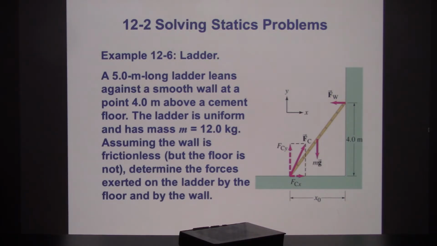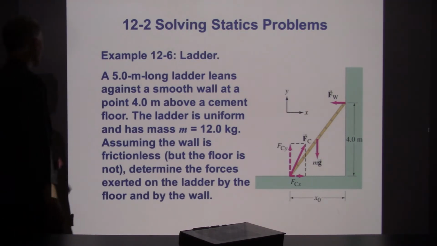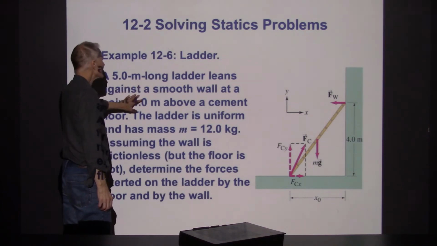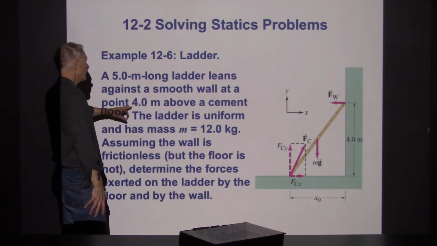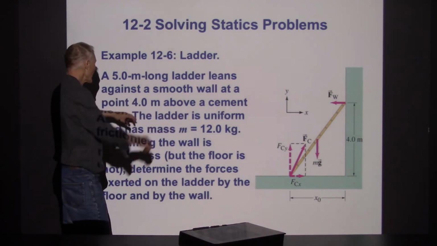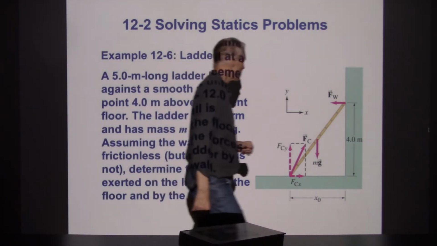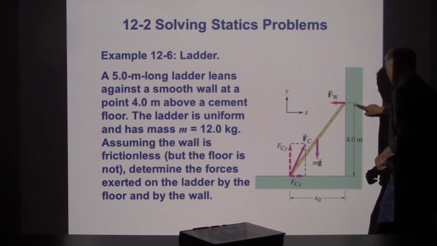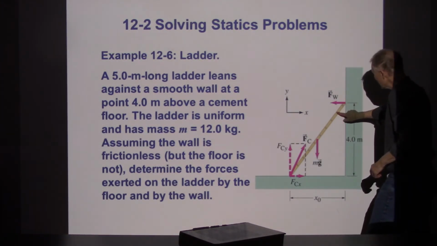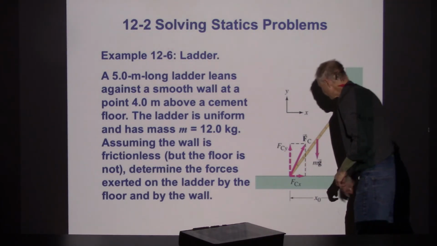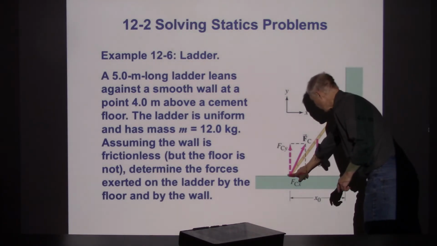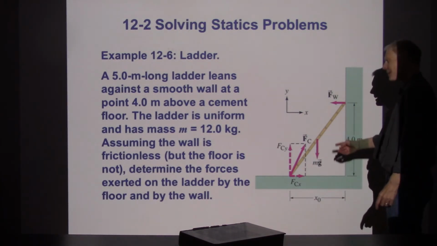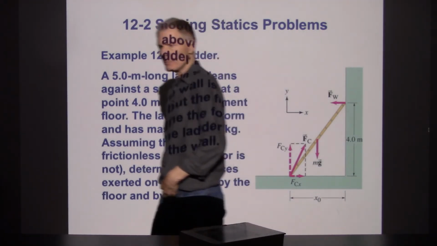All right, now here's another example. Here we are looking at a ladder. The ladder is 5 meters long, and it leans against a smooth wall. The point of contact is at 4 meters. The ladder itself is 5 meters, and there is a right triangle set up here. I think the base, x naught, is going to be 3 meters.